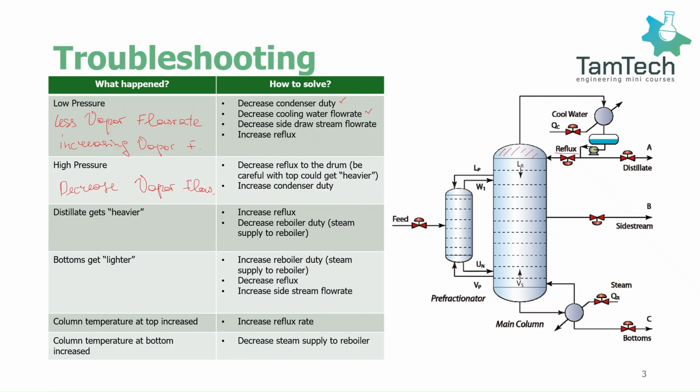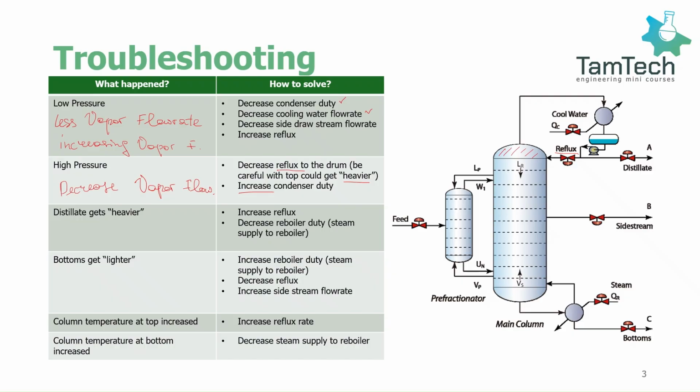If we increase the condenser duty, it means more of the vapor from the overhead of the distillation column will be condensed, so we will get a decreased flow rate on the overhead of the distillation column. And similarly, if we decrease the amount of reflux to the drum, we will have more liquid and less vapor in the distillation column. But here, specific care should be taken, because as we decrease the reflux, it means our top vapor can get heavier.